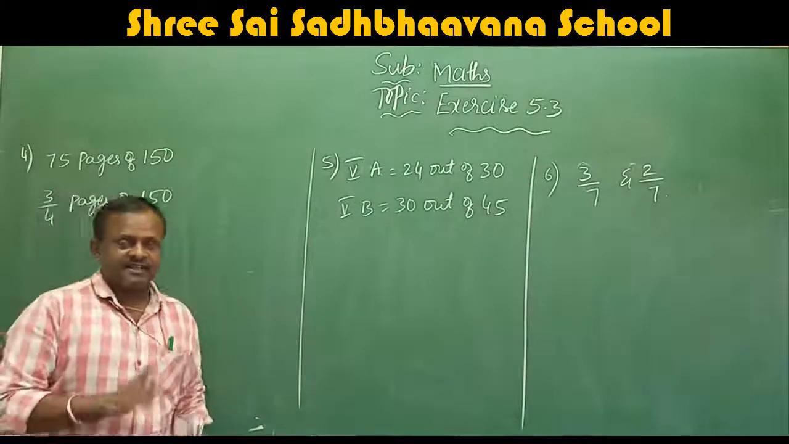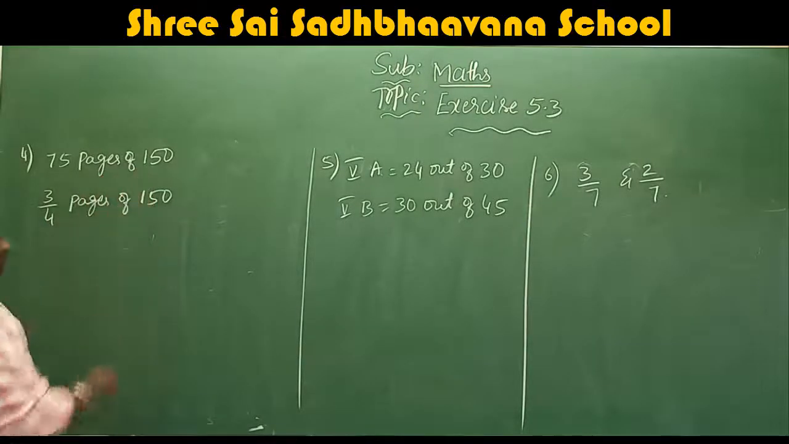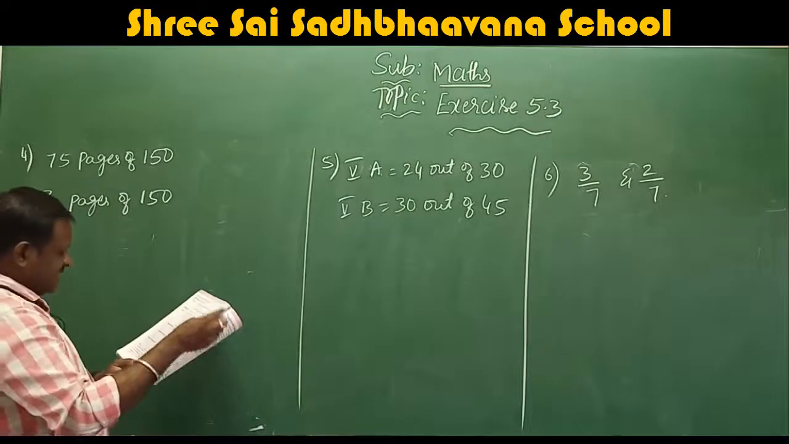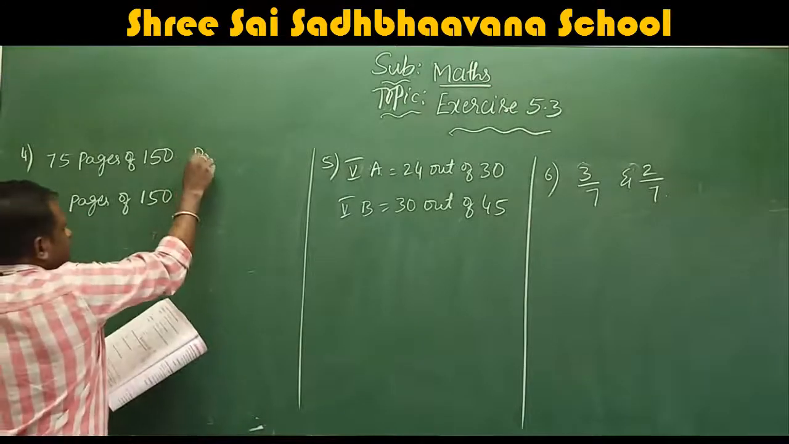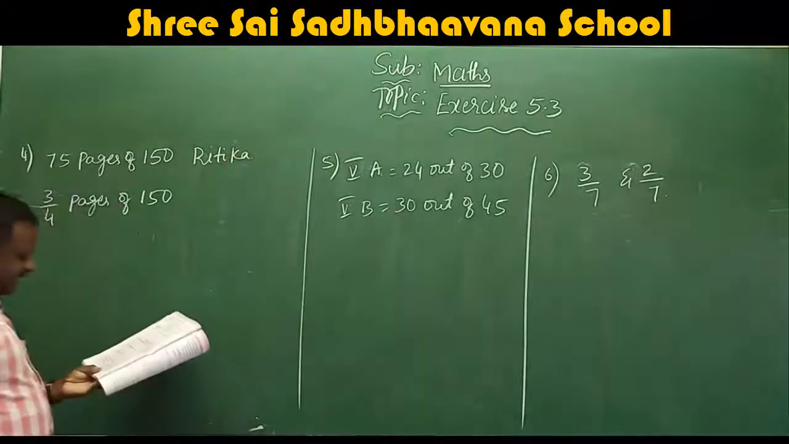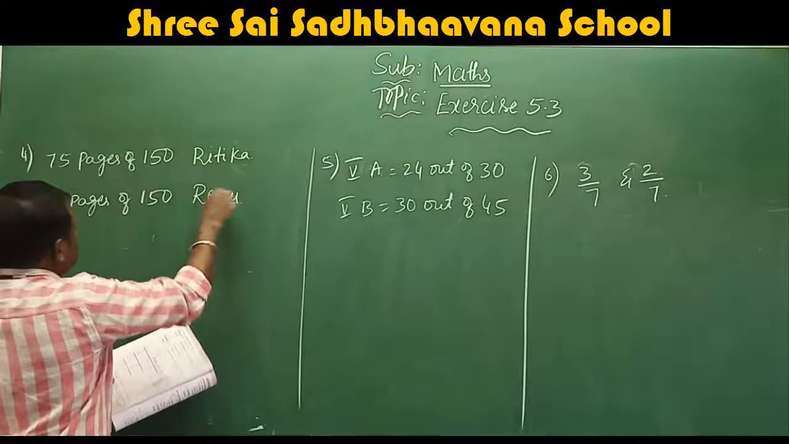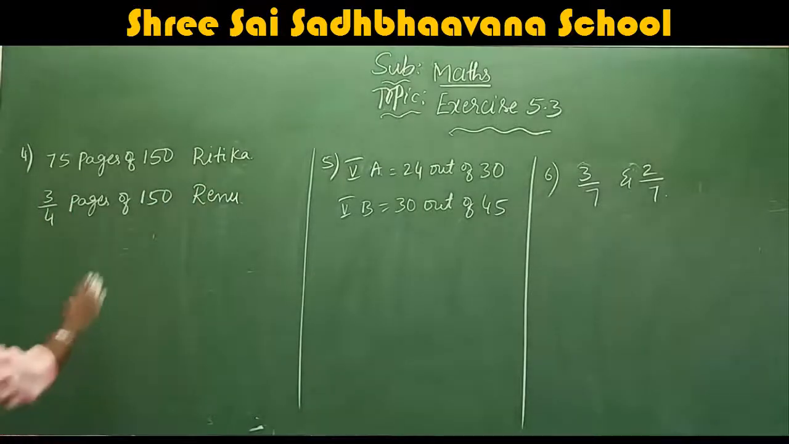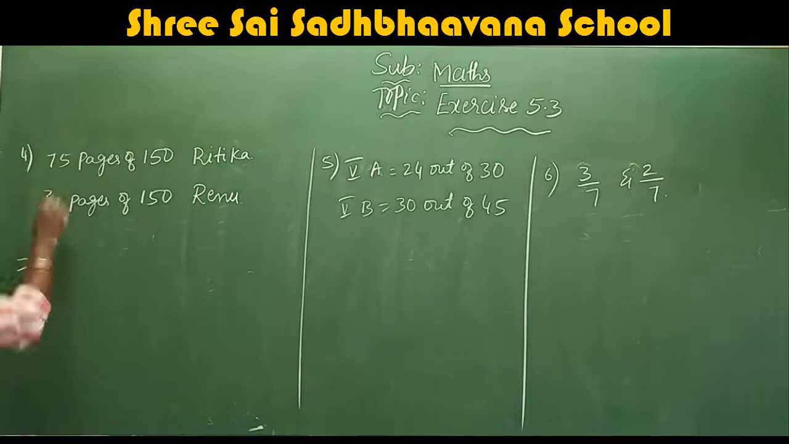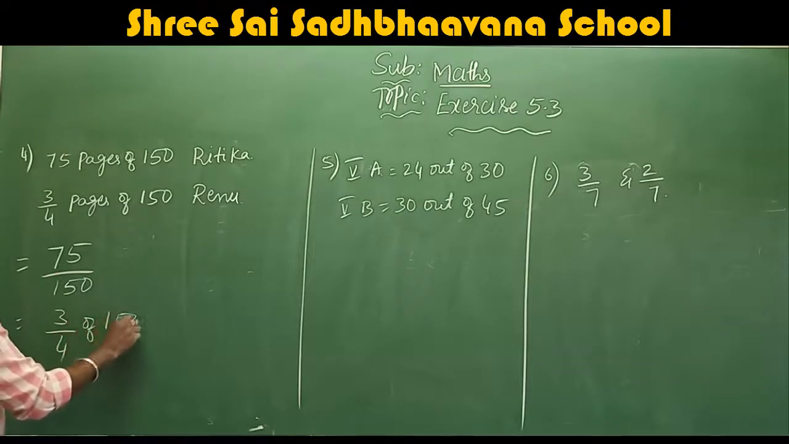Who read less? Here they are given 75 pages of 150. Who read this one? Ritika. This is read by Ritika and Renu read 3 by 4th of the book. So here we just have to compare. How will we compare? Write down 75 pages of 150. Next, 3 by 4th of 150.